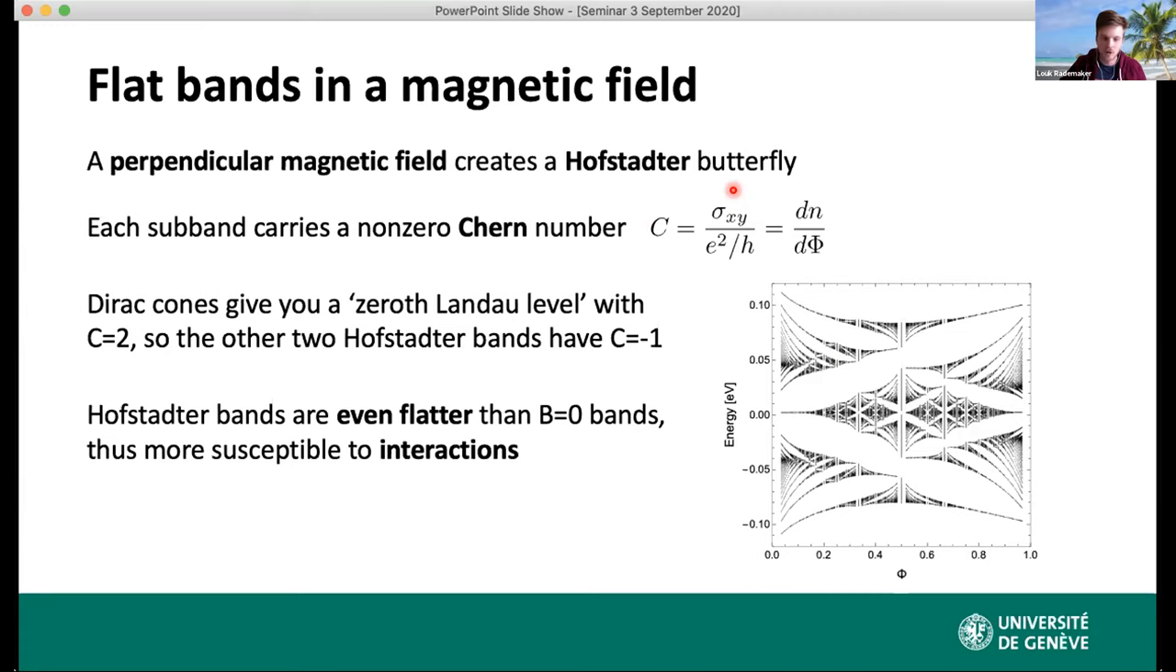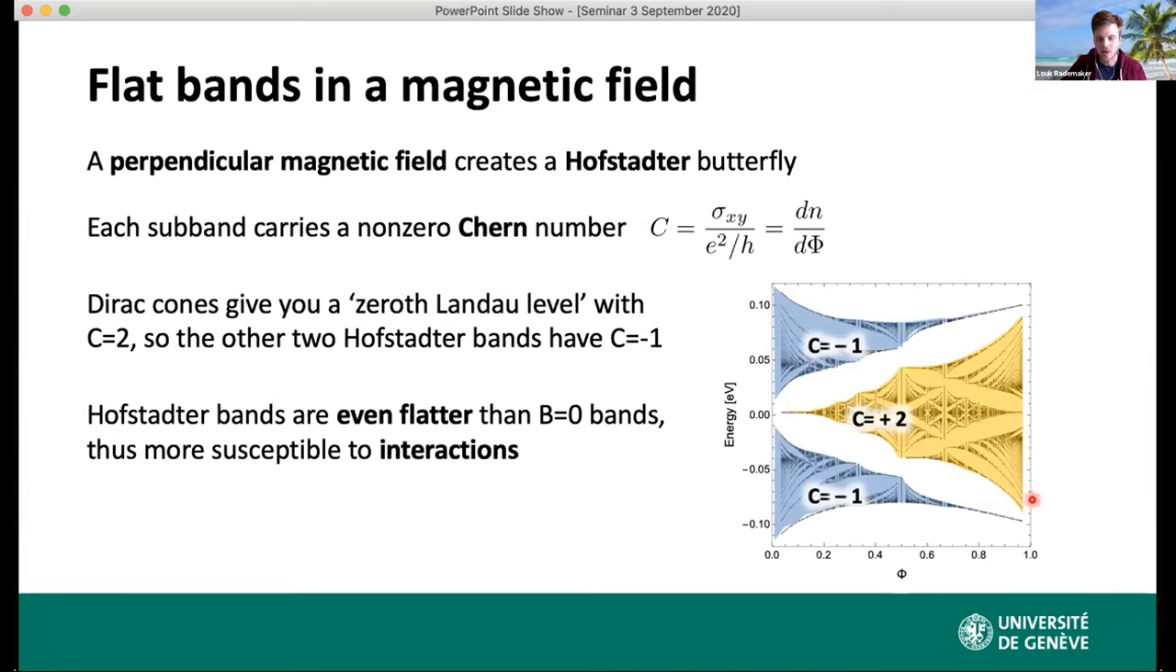Another way to view the Chern number is through the so-called Streda formula, which says that the Chern number is equal to the derivative of the number of states in a band with respect to the change in magnetic field. Here I express it explicitly in terms of the flux per moiré unit cell. This means that if you have a band with a positive Chern number, increasing the field creates more states in that band.